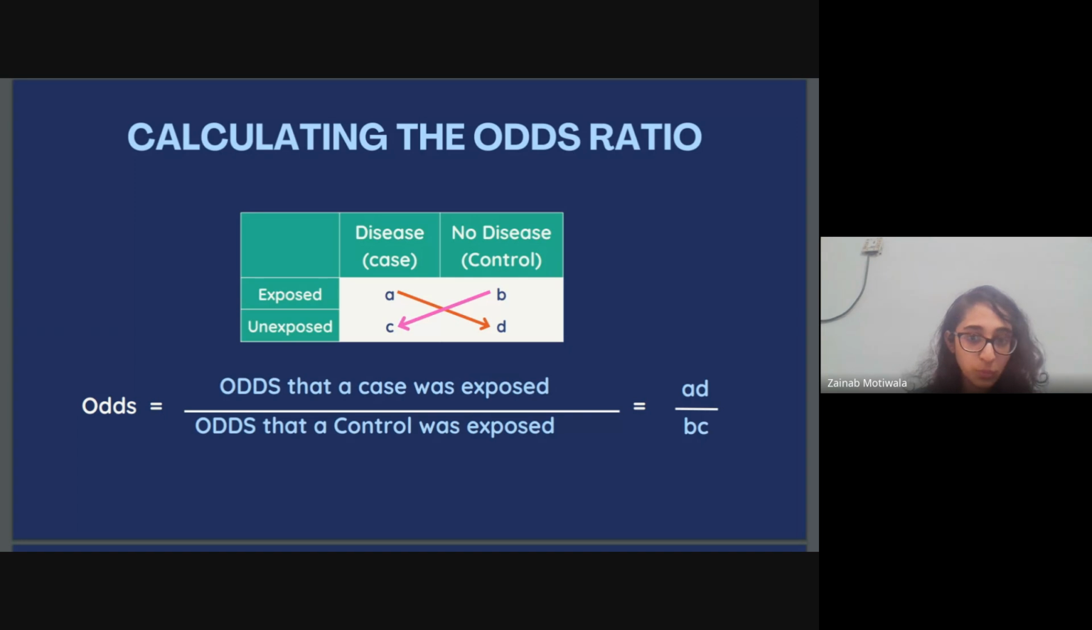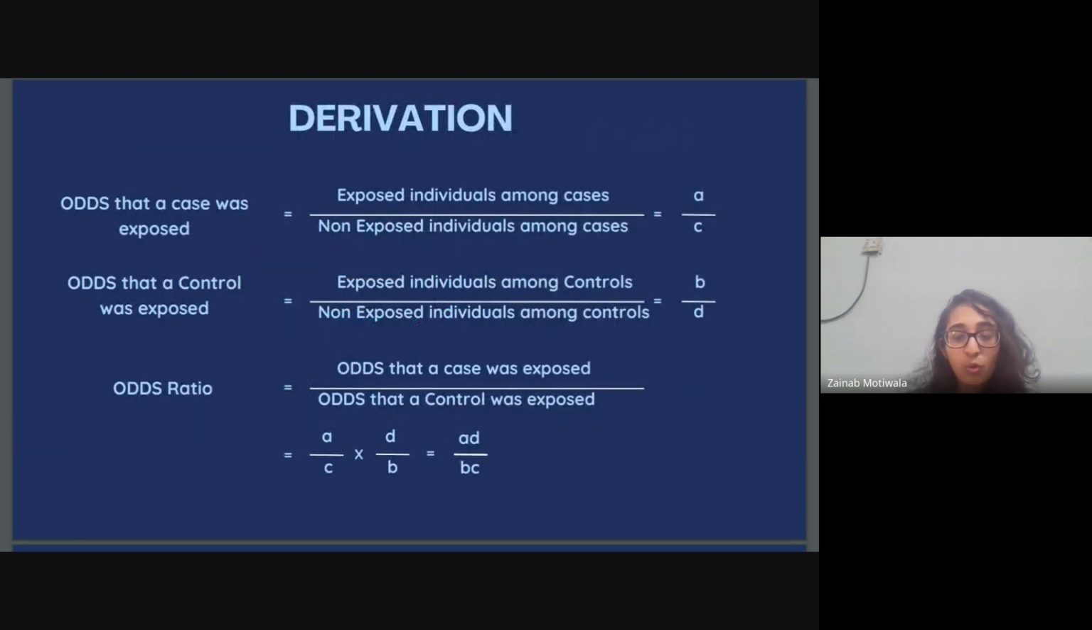And hypothetically, we've given the values as A, B, C, and D. So here, what's the odds ratio exactly? It's the odds that a case was exposed divided by the odds that a control was exposed. And when we talk about the odds that a case was exposed, we look at individuals that were exposed divided by individuals that were not exposed among cases, and similarly in controls.